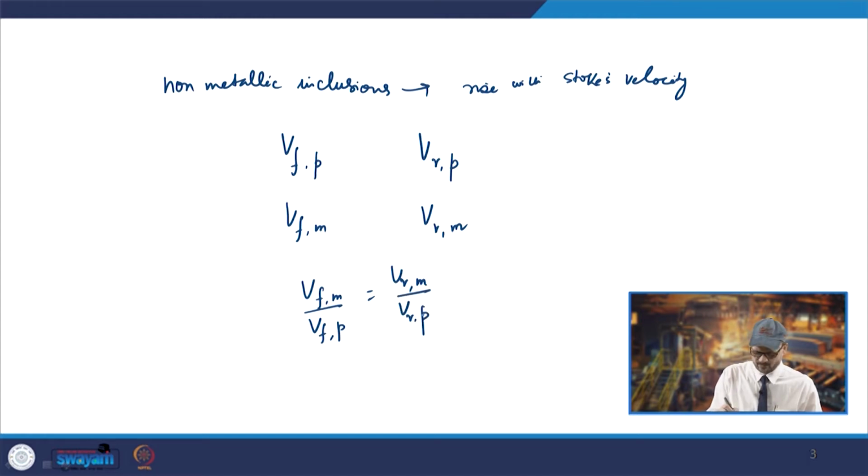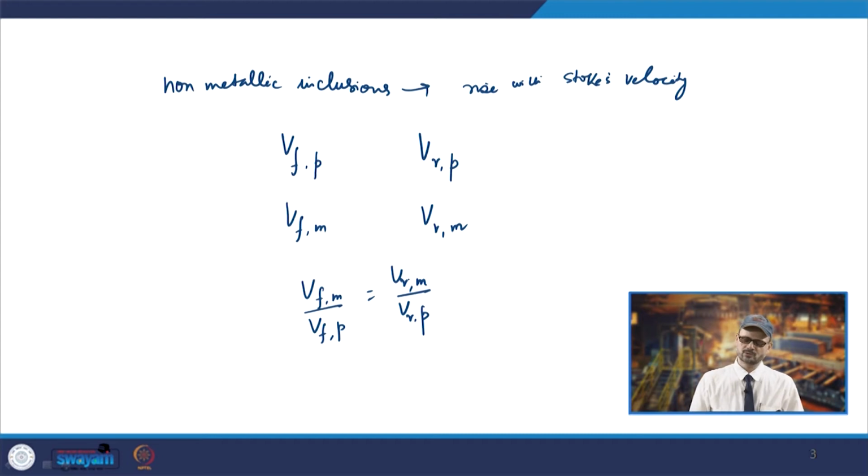So, basically the velocity of the fluid, and the inclusion will be carried with this fluid velocity. So, that is Vfm, and then Vfp, that is for the prototype. This ratio should be the same as that for the rise velocity for the model as well as the prototype.